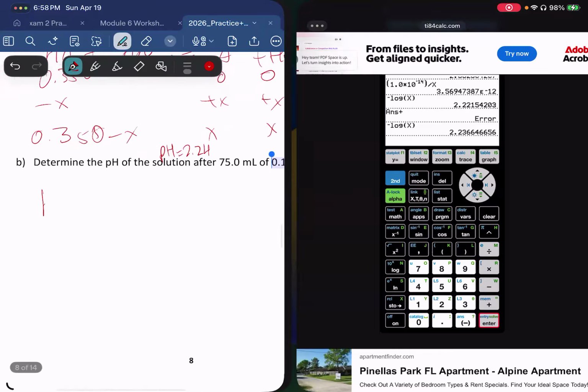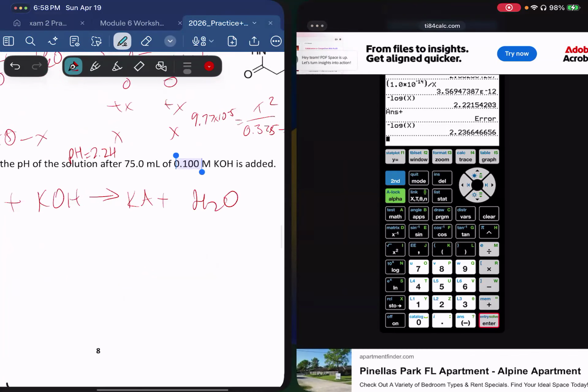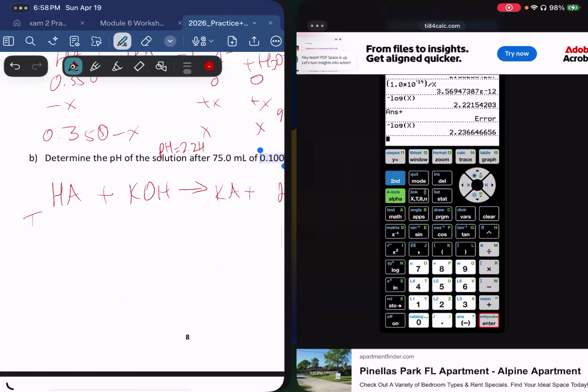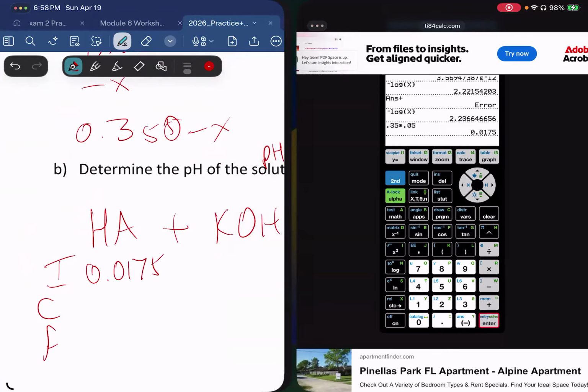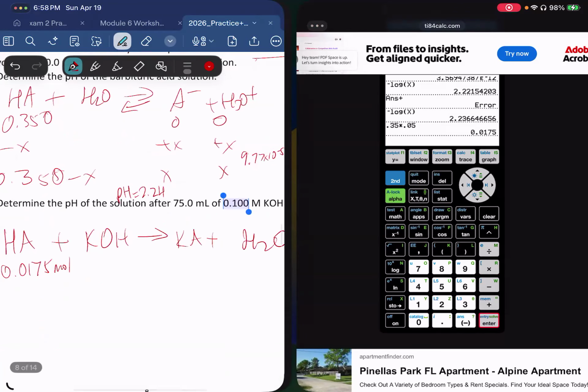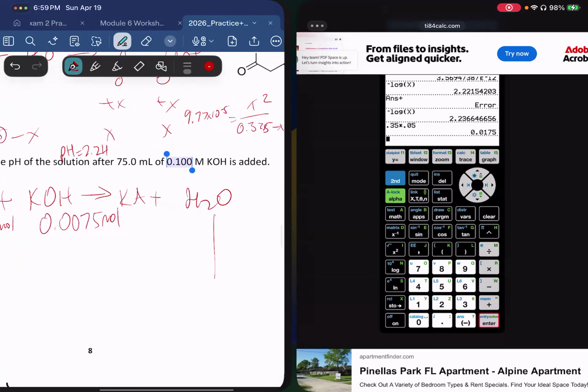So now what we see is we have this HA reacting with KOH, and it's producing its anion, A minus, plus water. And so we could do ICF. We need to figure out the moles. So 0.35 times 0.05 is 0.0175 mole of acid. 0.1 times 0.075 is 0.0075 mole. And then we don't care about the water.